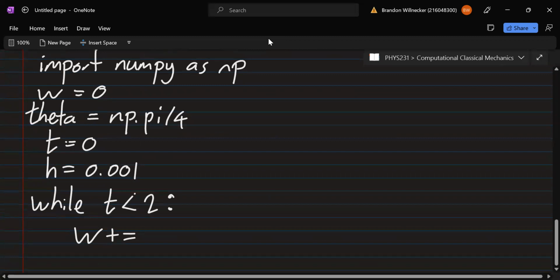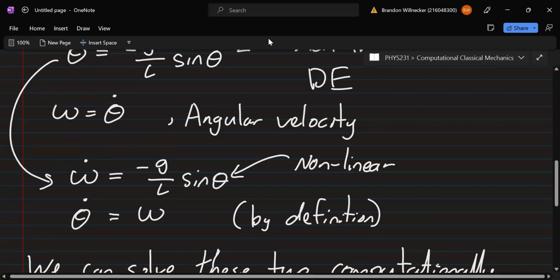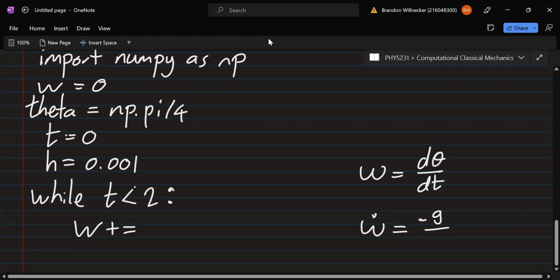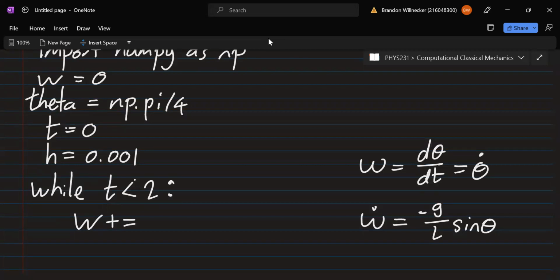Just a little side note, remember omega was d theta by dt, and then omega dot was minus g over L sine theta. And then that was our theta dot. So those are the two equations. Omega we can update using the second equation here, so it's going to be minus g over L sine theta.